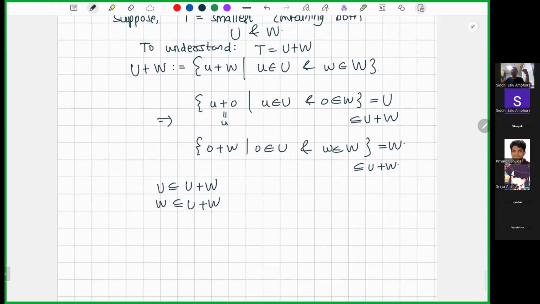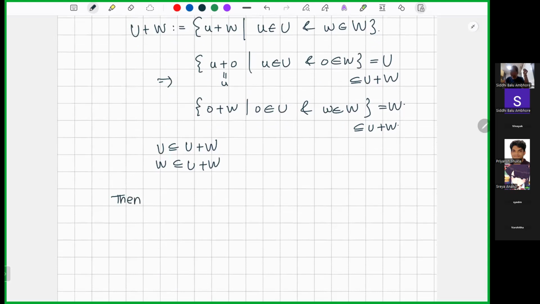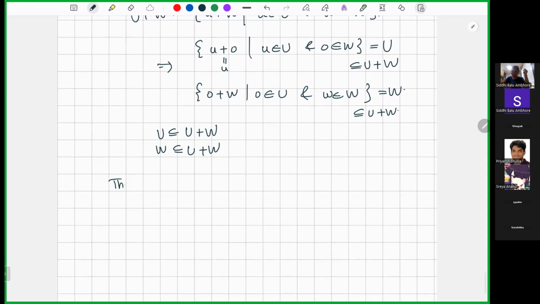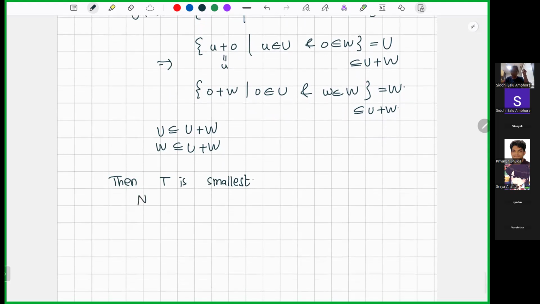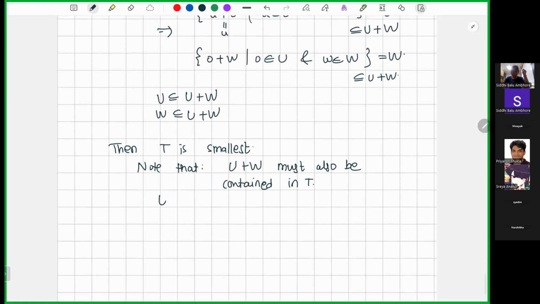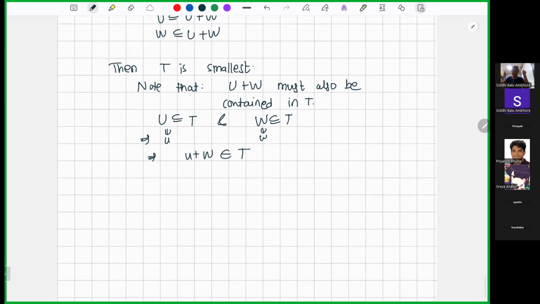And since I'm saying that T is the smallest, that is what we are assuming, this U plus W must also be contained in this set T, because U is contained in T and W is contained in T. So for every element u here and w here, this u plus w must also be contained in T. And that gives me that U plus W is contained in T.